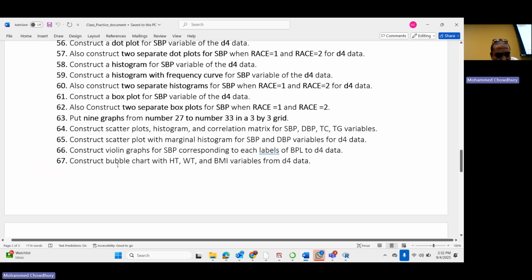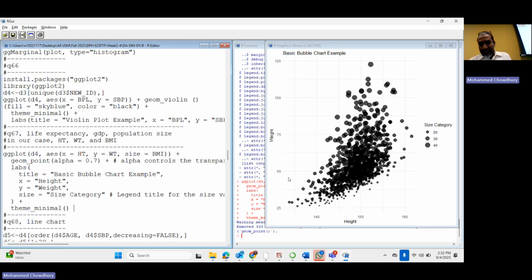Violin graph. Construct bubble chart with height, weight, and BMI variables from default data. Okay. So bubble chart means what? Are you seeing the size of the bubble is not the same? Size of the bubble is smaller and bigger, right? So that means if the bubble is bigger, more frequencies are in there. If it's a smaller bubble, that means smaller frequency.